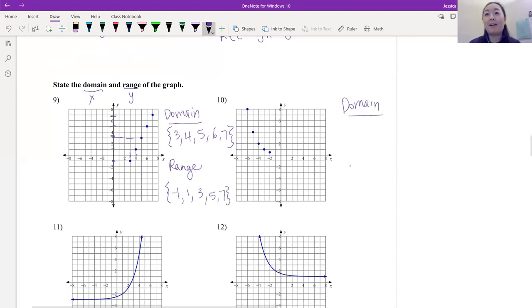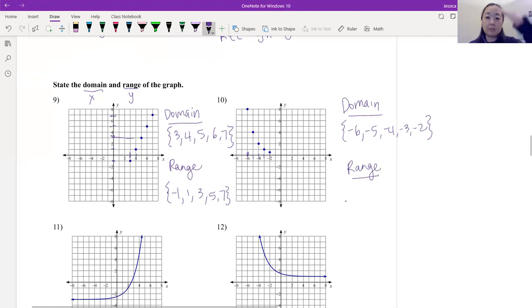Okay, I'm assuming you paused, and you now have your work. All right, so for domain, how far left do we go? Well, the furthest left point is this one right here at -6. So we're going to make our bracket and go -6. And then this is going to be -5, -4, -3, -2.